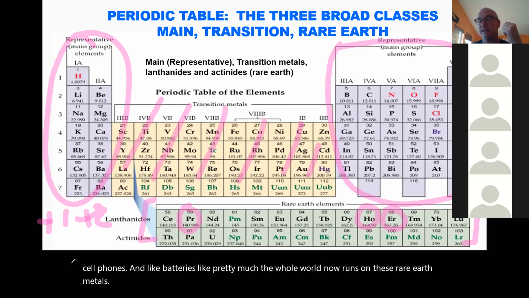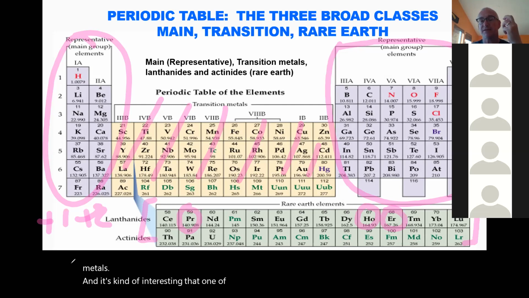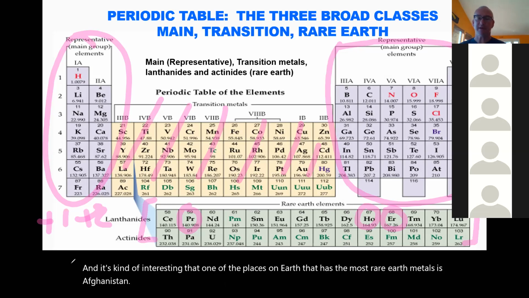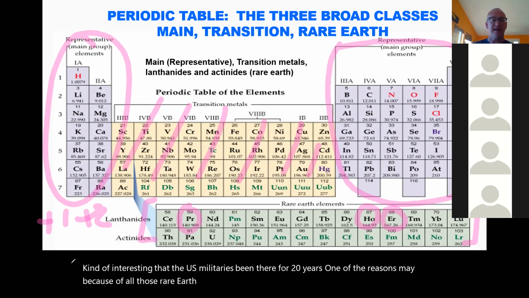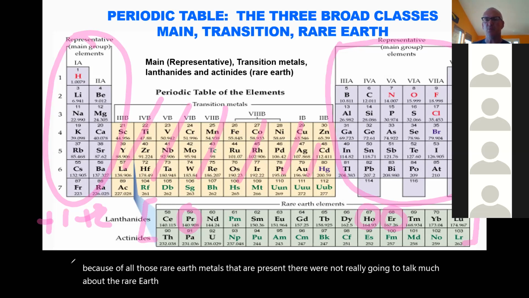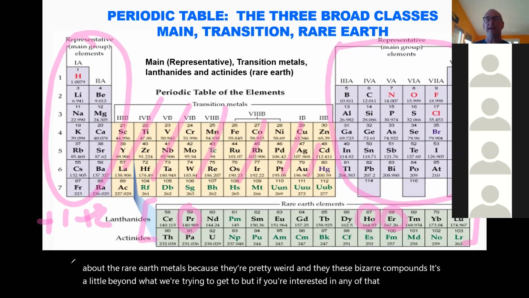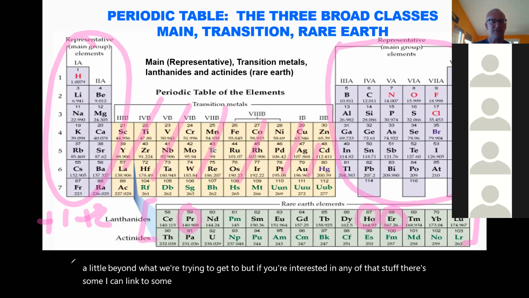And it's kind of interesting that one of the places on Earth that has the most rare earth metals is Afghanistan. Kind of interesting that the US military has been there for 20 years. One of the reasons may be because of all those rare earth metals that are present there. We're not really going to talk much about the rare earth metals because they're pretty weird and they form these bizarre compounds that are a little beyond what we're trying to get to. But if you're interested in any of that stuff, I can link to some videos on the rare earth metals because they're really interesting.